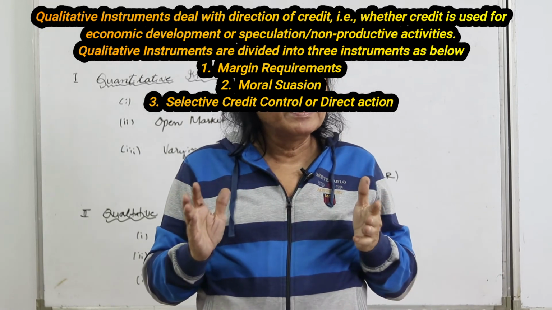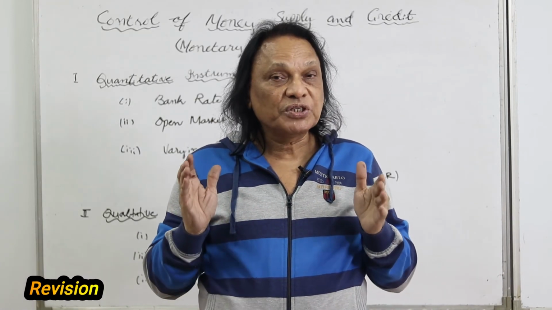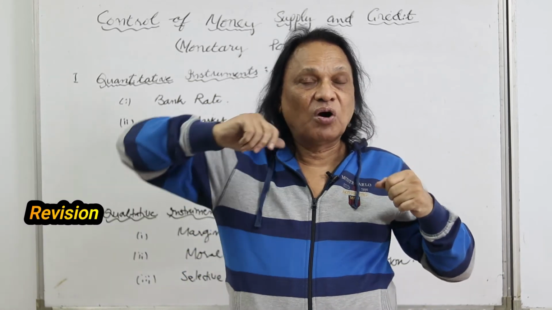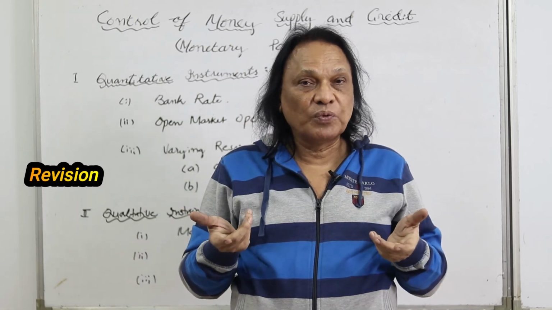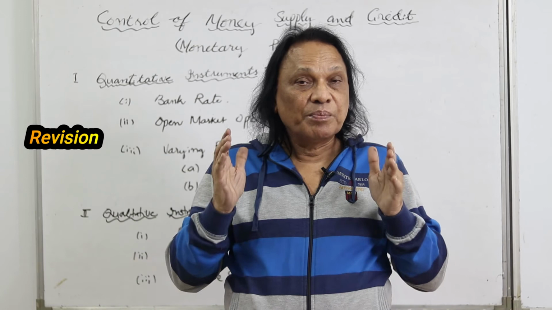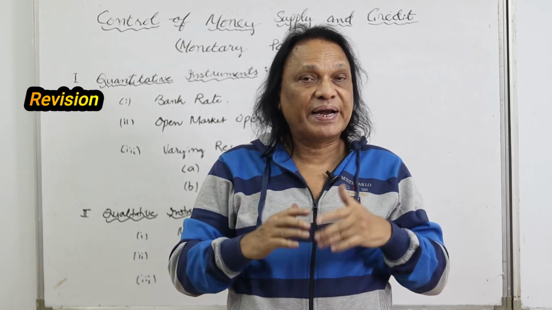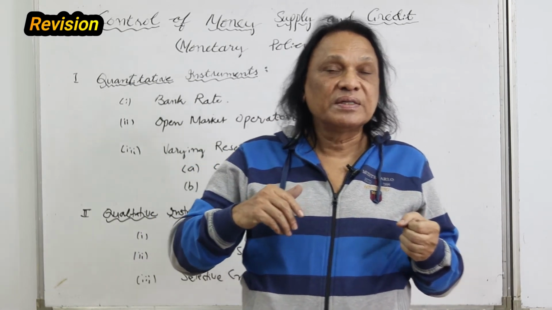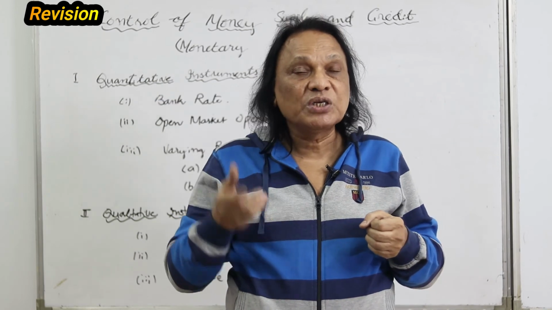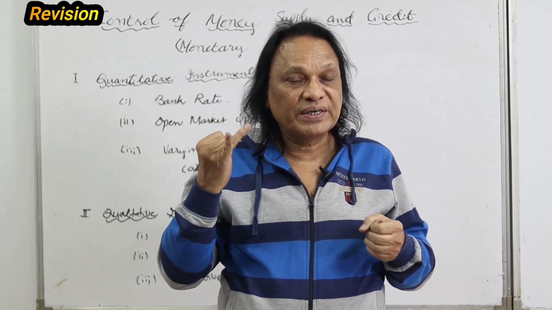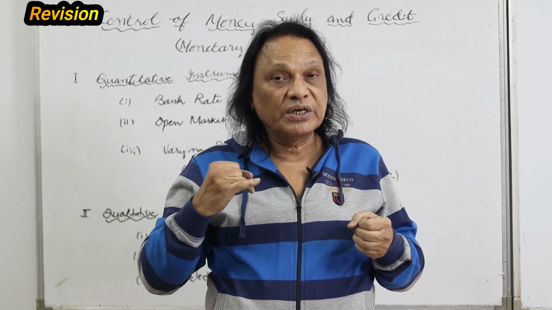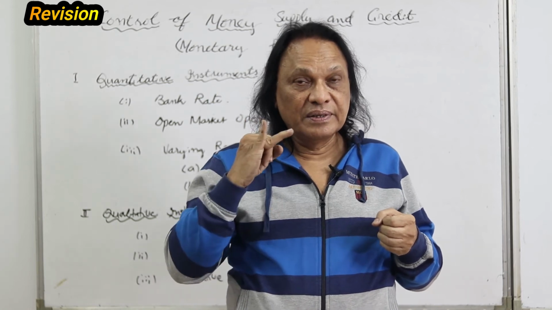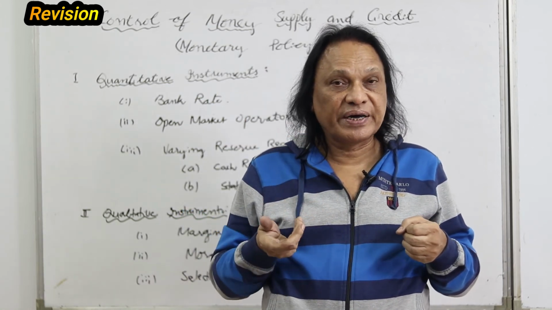We are discussing the last function of the central bank, which is the most important function of the central bank. We call it monetary policy or money supply and credit control. Monetary policy is the central bank's money supply and credit control policy or credit expansion policy. Under monetary policy, the central bank uses 2 instruments: quantitative instruments and qualitative instruments. Quantitative means the quantity of credit, and qualitative means direction of change in the credit.